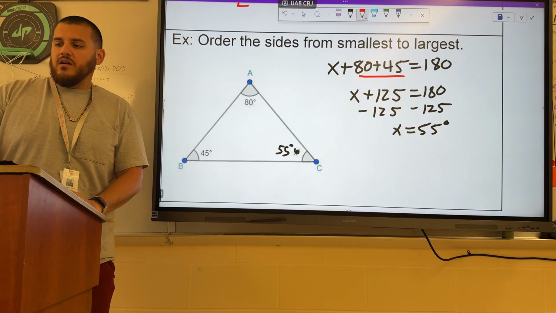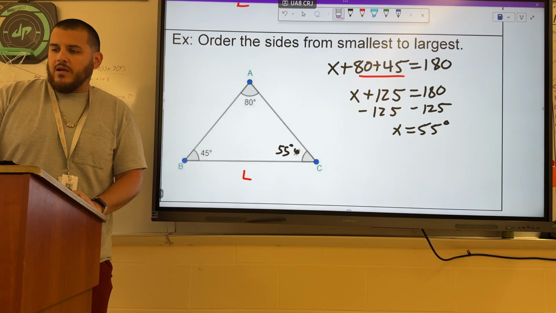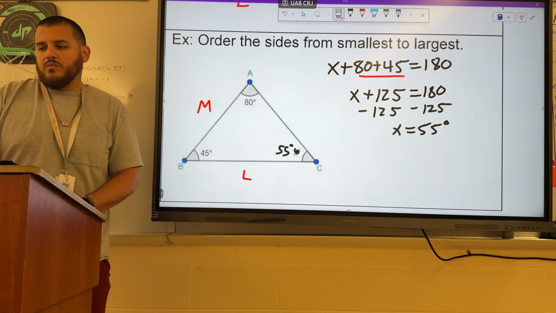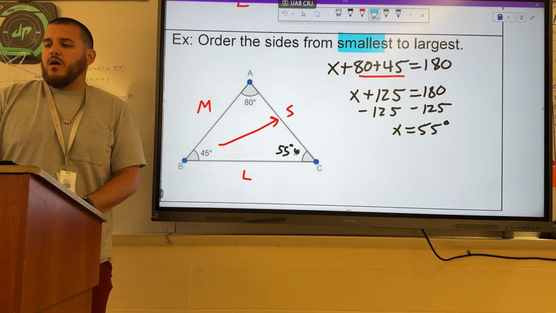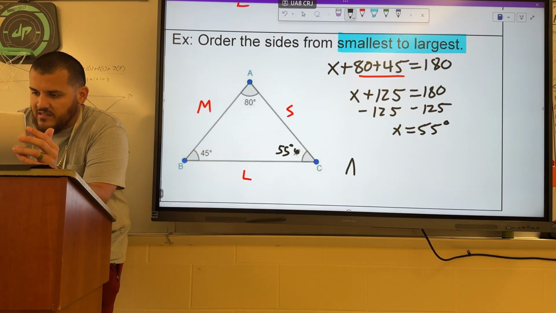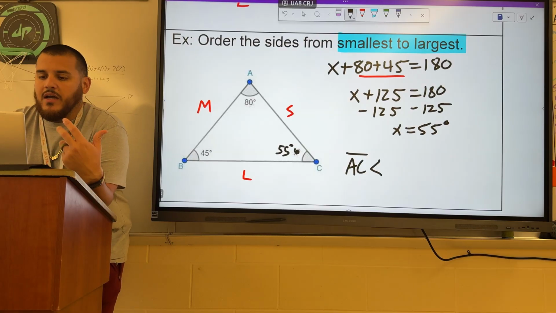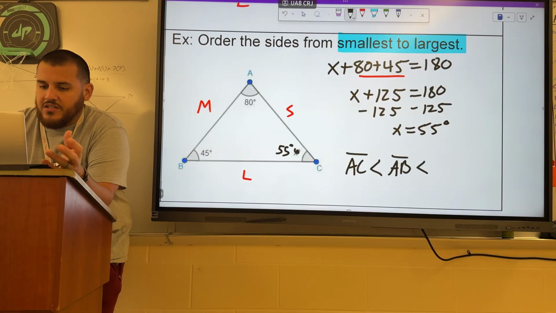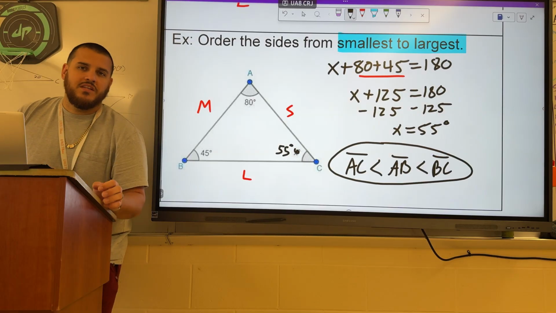We can order our sides. Our largest is the 80, so the side across from that would be my large side. My next biggest is the 55, across from that would be my medium side. Our smallest angle is the 45, across from that would be my small side. And again, we're going smallest to largest in this example. So smallest side, AC. Because it's the smallest, it would be less than my next biggest side, which is AB, which would be less than my largest side, which is BC. There's the inequality for this example.